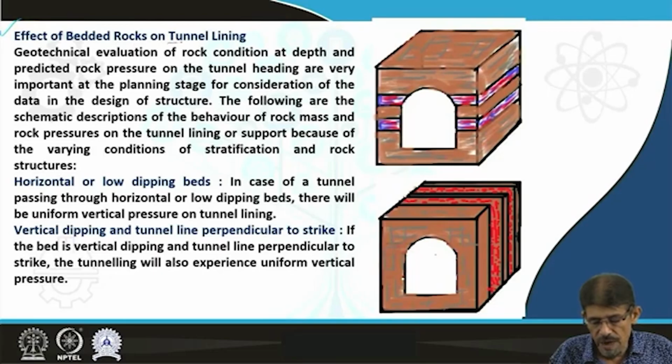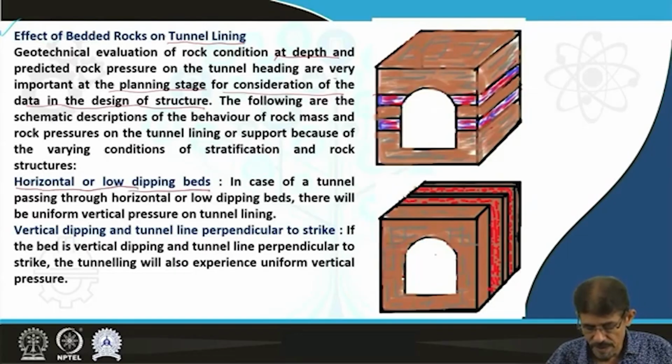Effect of bedded rocks on tunnel lining in general. If the beddings are almost horizontal, the geotechnical evaluation of rock condition at depth and predicted rock pressure on the tunnel heading are very important at the planning stage for consideration of data in the design of the structure. If the tunnel traverses a horizontal or low dipping bed, then in such cases, a tunnel passing through a horizontal or low dipping bed may have uniform vertical pressure on the tunnel lining.